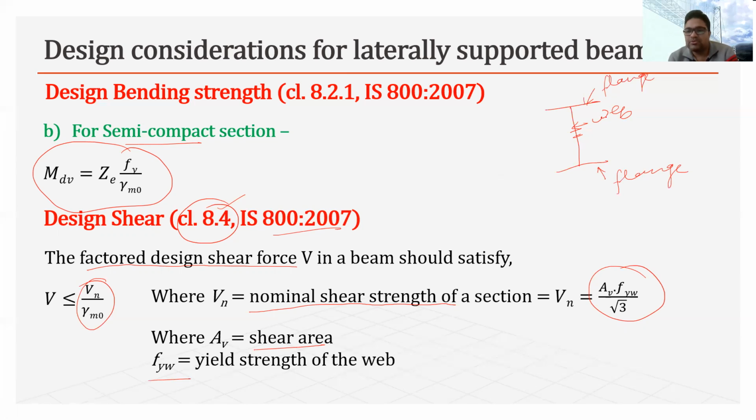Okay, so that is why generally we use the yield strength of the web, and that is why we have used Fyw here, which means yield strength of the web. Sometimes in the case of a plate girder, we may use steel plates of different grade, but in the case of rolled sections, the flange and web will be of the same material. So in that case, Fyw will be equal to Fy.